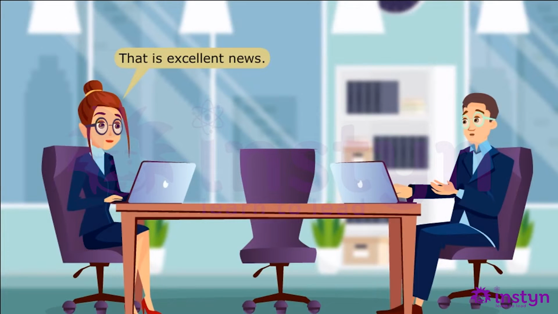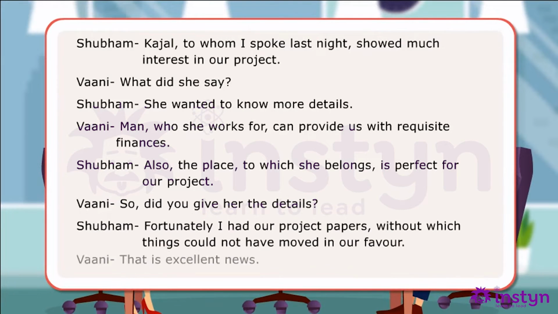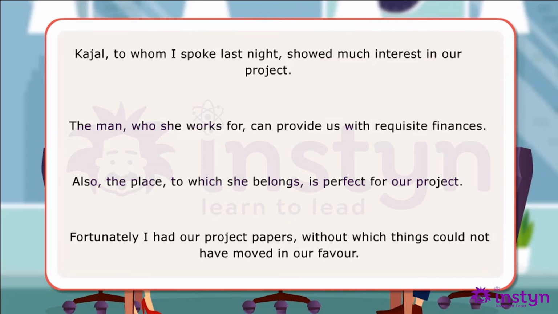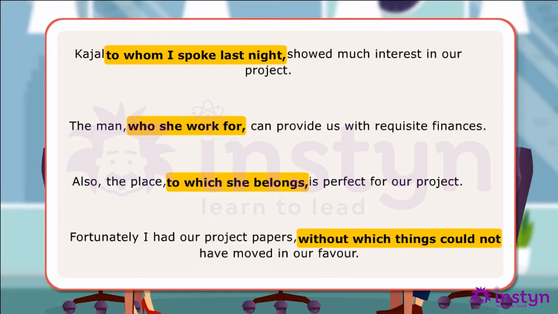In the dialogues, Shubham and Vani have used relative clauses which provide extra information to express themselves. Here are examples of sentences using relative clauses which give extra information. Kajal, to whom I spoke last night, showed much interest in our project. The man who she works for can provide us with requisite finances. Also, the place to which she belongs is perfect for our project. Fortunately, I had our project papers, without which things could not have moved in our favor.